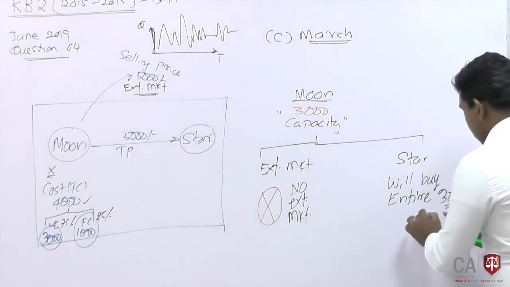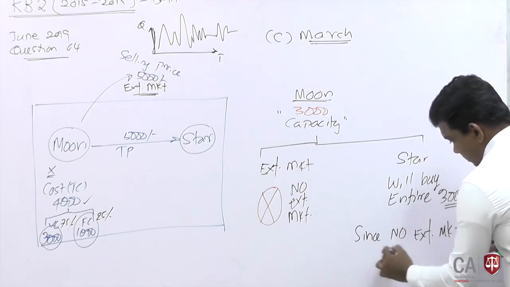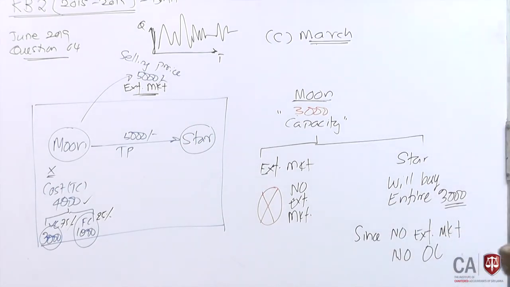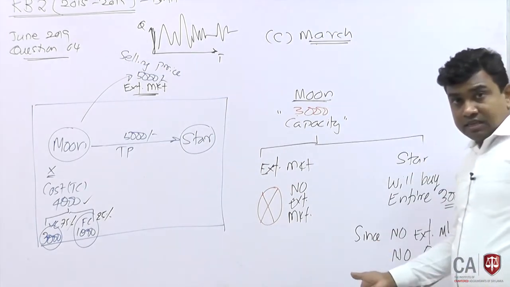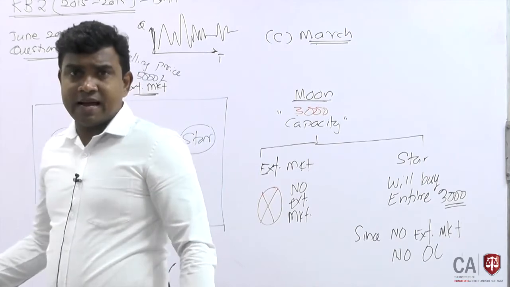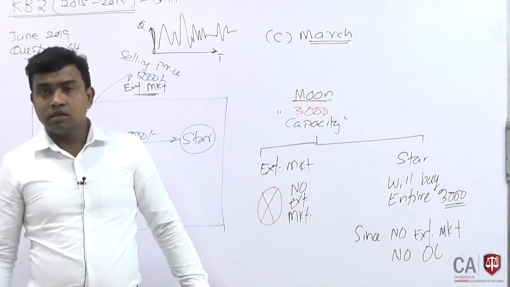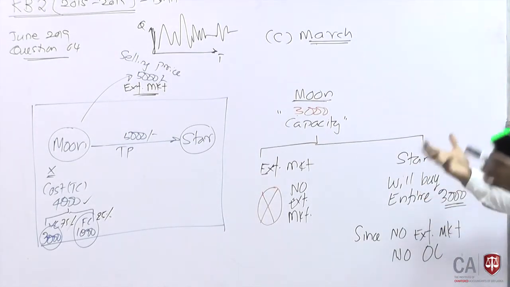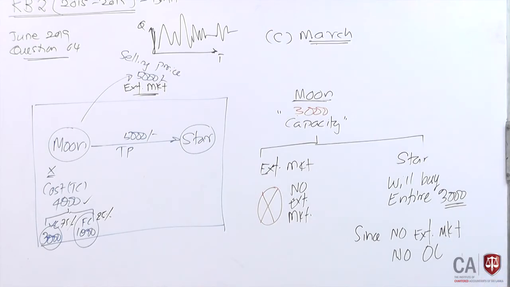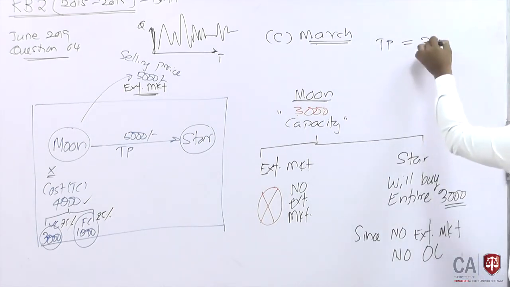Now, since there is no external market, there is no opportunity cost. Why? If Moon supplies 1 unit of X to Star, do they lose something? No. Because other than Star, there is no customer. Therefore, no opportunity cost, no contribution foregone. Hence, Star can easily demand from Moon, give me at your variable cost. Clear? Therefore, you can say, okay, the transfer price would be the variable cost, 3000 rupees.